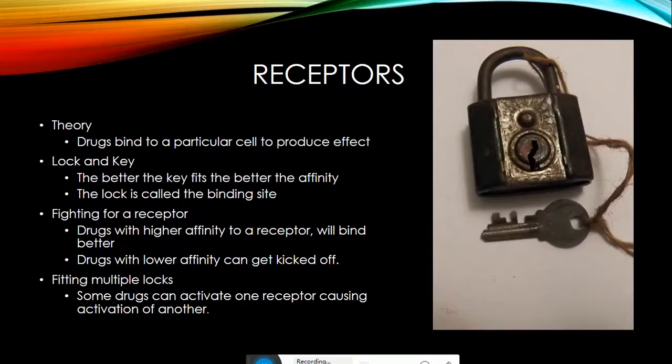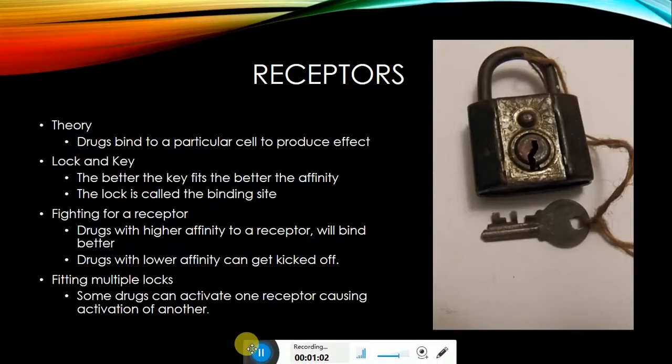To understand drugs, we first have to understand receptors. And the analogy we're going to use here is a lock and key. A lock and key talks about how drugs are going to bind to a particular cell to produce the effect that we desire. And the better the key fits, the better the affinity for the drug, meaning the stronger that it's going to bind to that cell and stay there. The lock is the binding site. So if that key fits that lock, then we ultimately have a drug that's going to work.